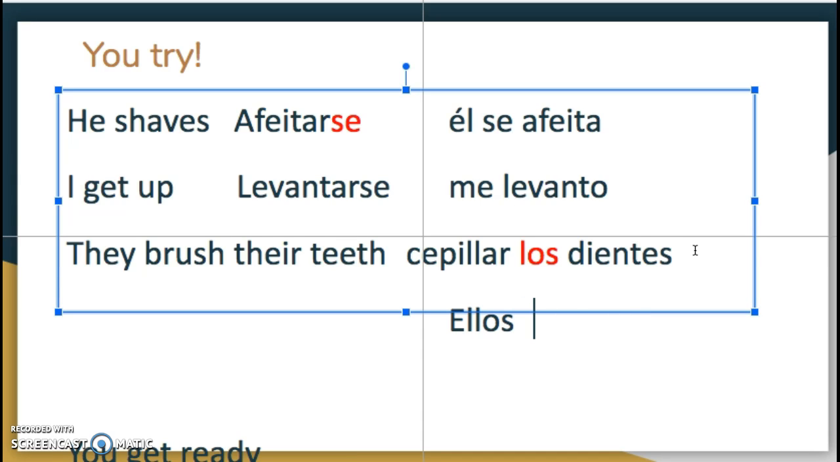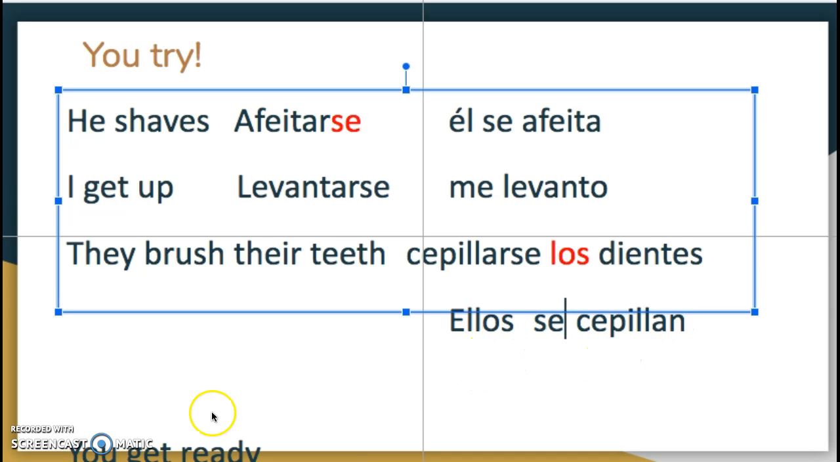Ellos cepillan. Okay. Am I done? Nope. Still got to deal with the se. It's in my pocket. Take it out. I'm going to put it in front. I'm going to change it. Nope. Se is the one I want. Ellos se cepillan los dientes. Perfecto. I really hope you're getting this.